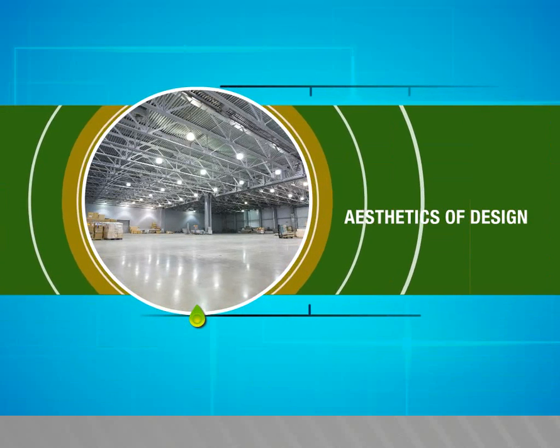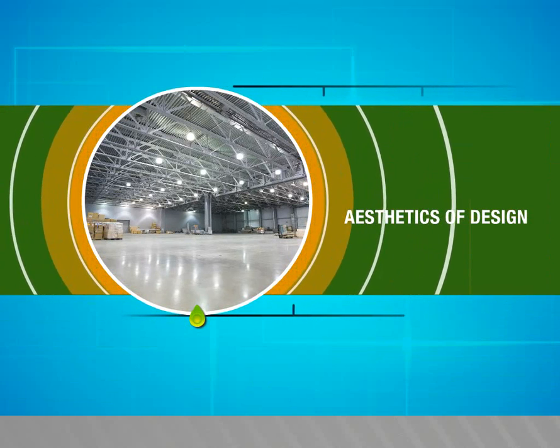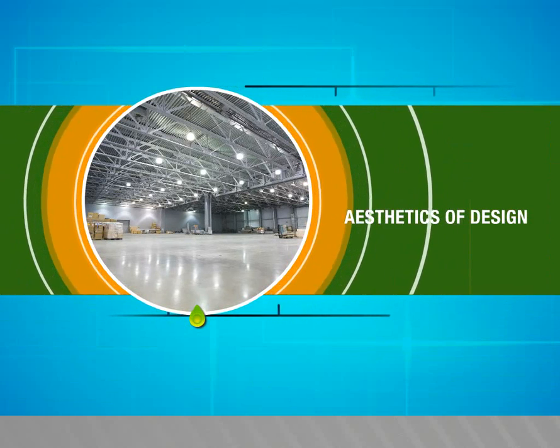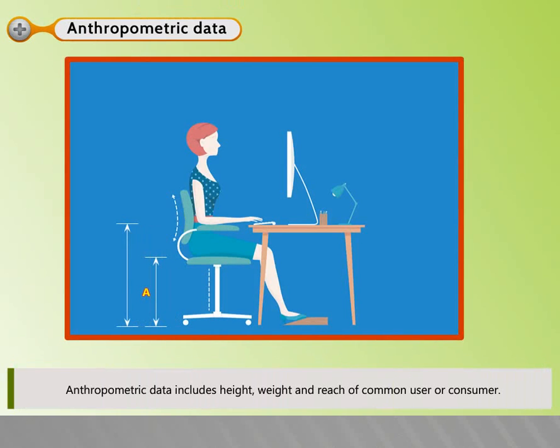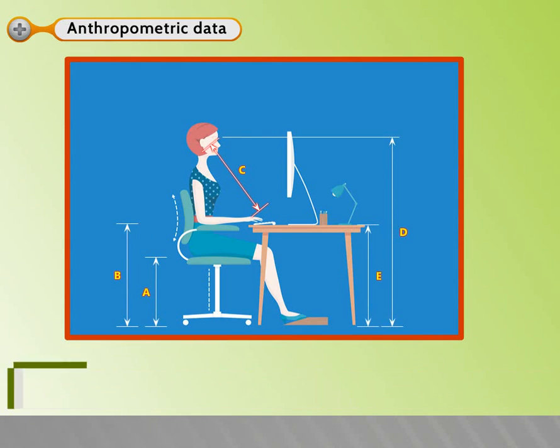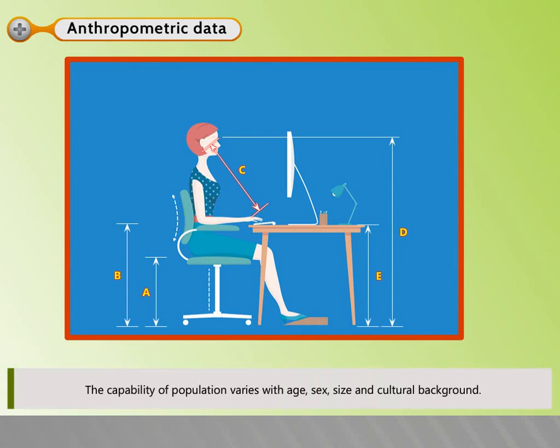Aesthetics of design. In this video, we are going to see about aesthetics of design. Anthropometric data. Anthropometric data includes height, weight, and reach of common user or consumer. The capability of population varies with age, sex, size, and cultural background.